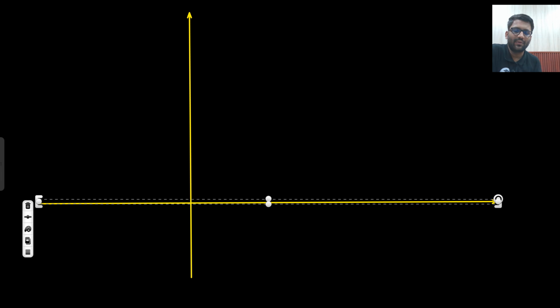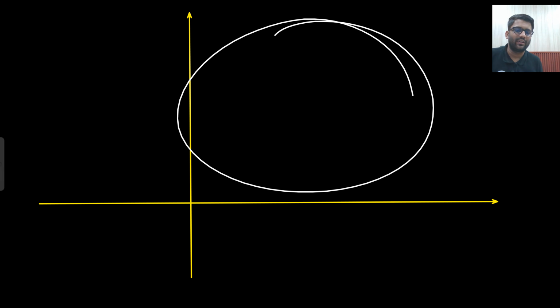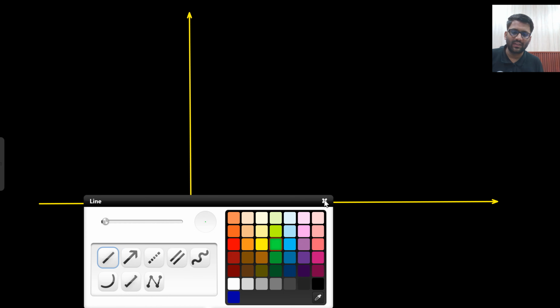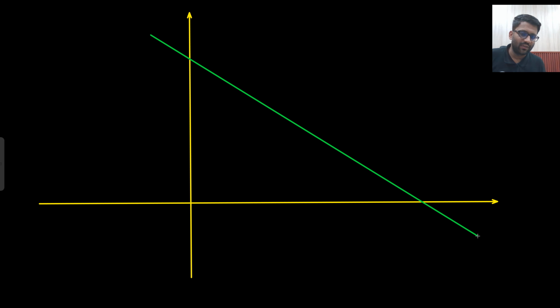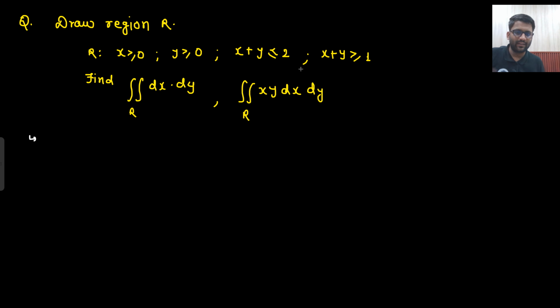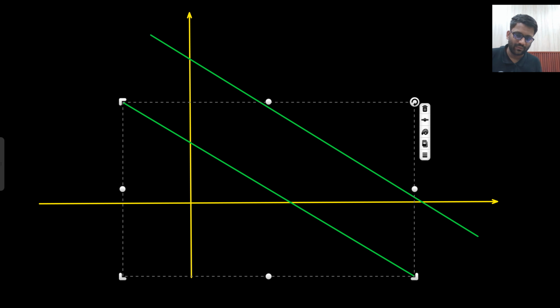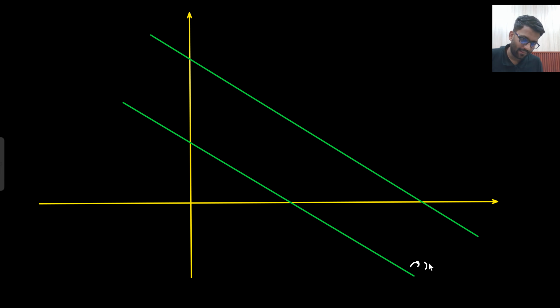X greater than 0, y greater than 0, you already know. That means I will be talking about this particular region. Now two more equations are there. X plus y less than 2, so x plus y equals to 2 I will draw. And then another equation is x plus y greater than 1, so x plus y equals to 1 I will draw. So these two I will draw: x plus y equals to 1 and x plus y equals to 2.